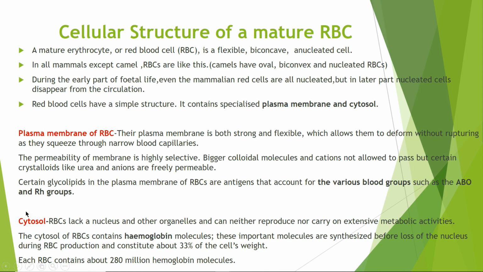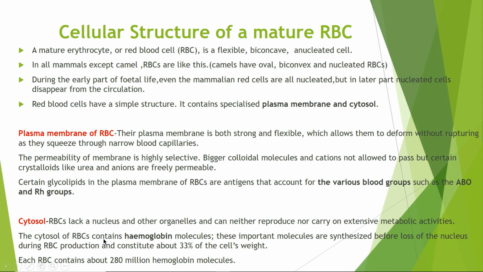Now let's talk about its cytosol. The RBC's cytosol is very simple because it lacks a nucleus and other cellular organelles. It can neither reproduce nor carry on extensive metabolic activities, because for metabolic activities to be carried out, we need mitochondria, right? Mitochondria is the ATP producing cell organelle, but they don't have these, so no heavy metabolic activities can be performed inside the RBCs. They cannot reproduce because they don't have a nucleus, so they have a limited lifespan of 120 days.